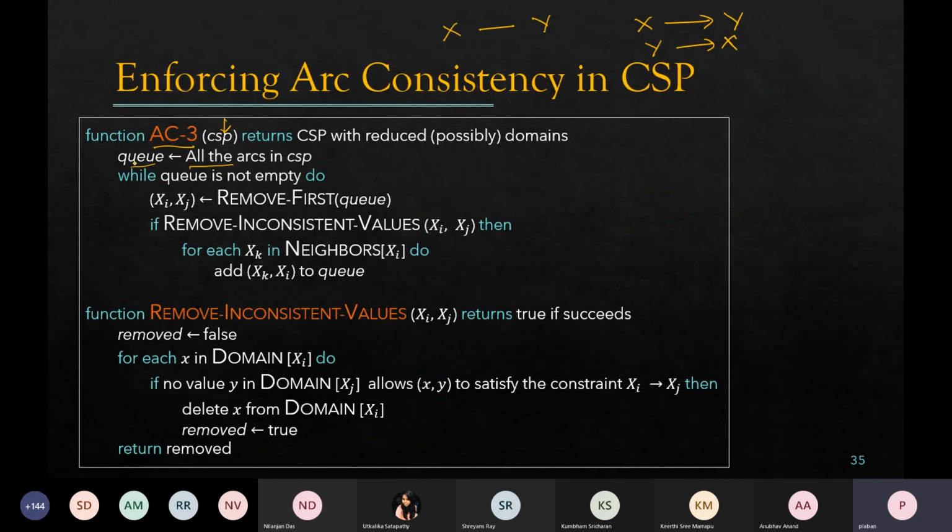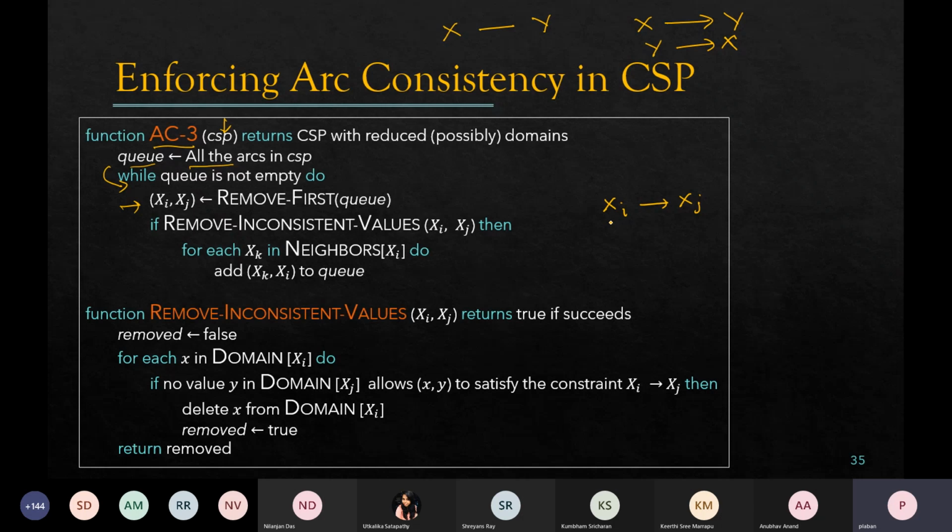Now, we will pick up one edge from the queue, and while the queue is not empty, we'll keep on checking the edge, right? Now, we will pick up one edge like xi and xj. So this is your edge that you are taking. Now, what we'll do, we will try to see whether this arc is consistent, right?